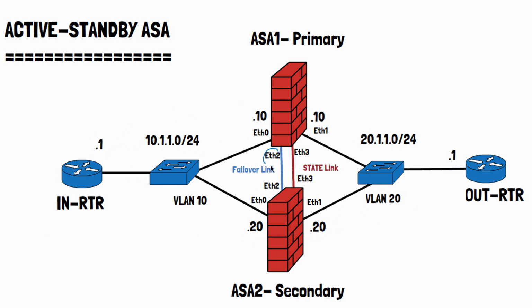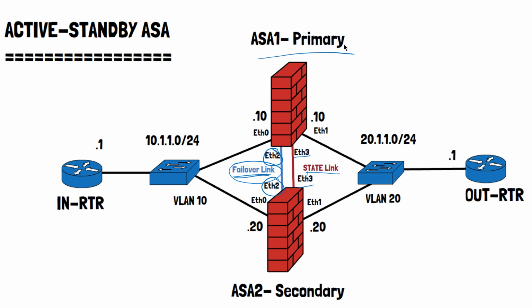I've got Ethernet 2 connected to Ethernet 2 directly, and this is going to be acting as our failover link. And Ethernet 3 is connected directly to the other firewall, the secondary firewall. This is going to be our state link. The main purpose of these links is that the failover link is mainly used for configuration replication.